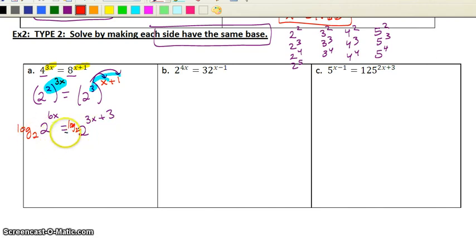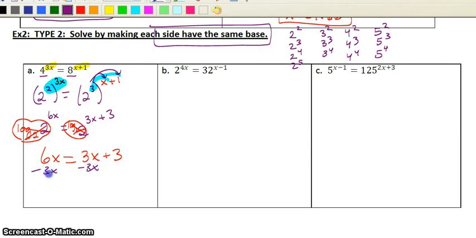But since we made them the same, on both sides, those are going to cancel. So I now have 6x equals 3x plus 3. Awesome, because now it's just a super easy equation. So just solve it like normal equation solving at this point. I've got 3x equals 3, x equals 1 for my final answer for part A.